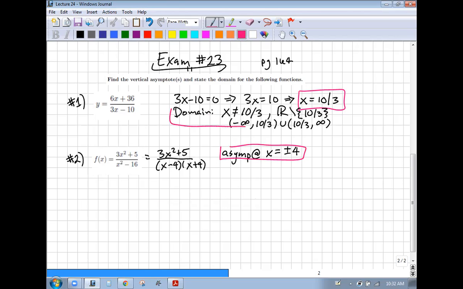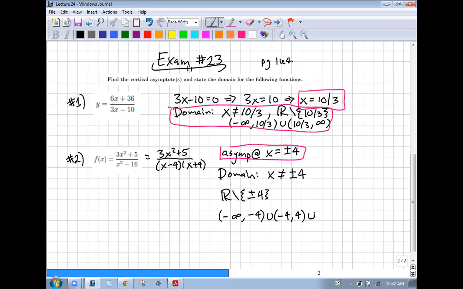And the domain is everything except for positive negative 4. Because if you plug those in, you get 0 on the bottom and this thing is undefined. Or you can write that as all real numbers except for positive negative 4. Or you could say negative infinity to negative 4, union negative 4 to positive 4, and then 4 to infinity.